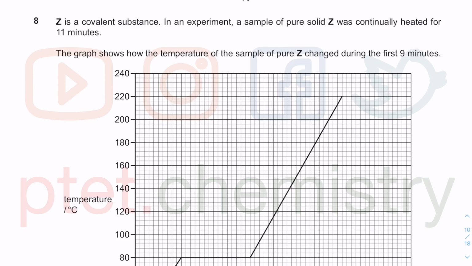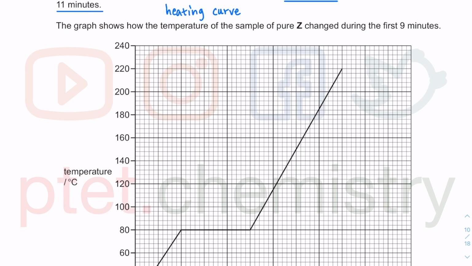In this next question, number 8, Z is a covalent substance. In experiments, you get a pure solid Z and you keep on heating it for 11 minutes. So this is what we call a heating curve, as stated in the states of matter or kinetic particle theory on the changes in the states of matter. So this is how the temperature of samples of pure Z changes.